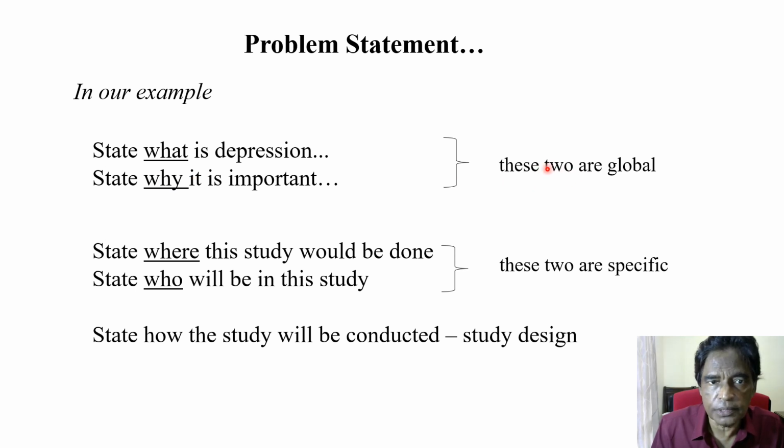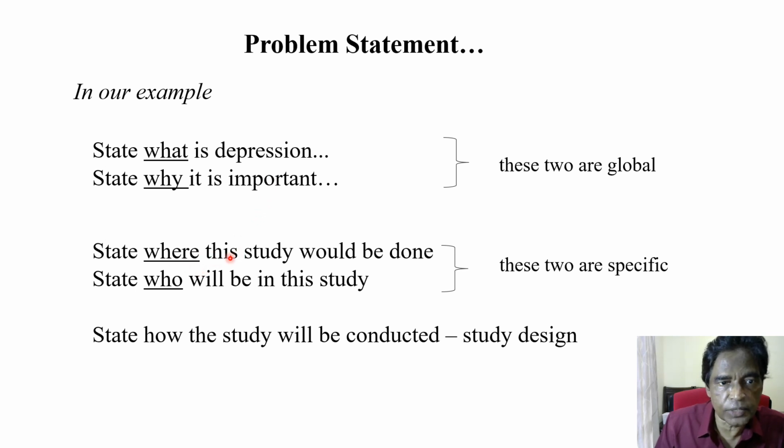These two are global. For example, what is depression? The definition is already there: how the person feels, thinks, and acts. So why is it important? What if the person is depressed? What are the consequences? It could lead to suicidal ideation, non-conformance to particular treatment, and being a burden to the caregivers. So why is this important in a particular area of study?